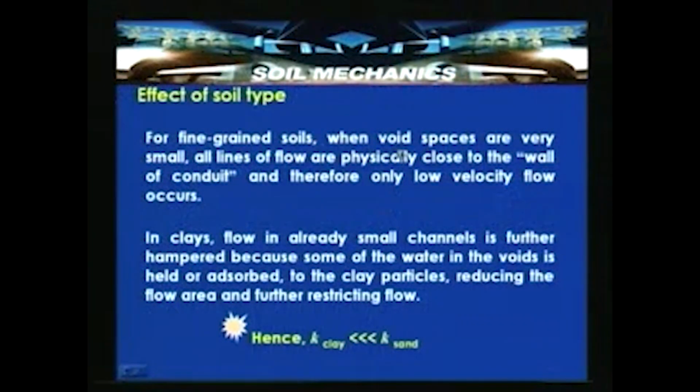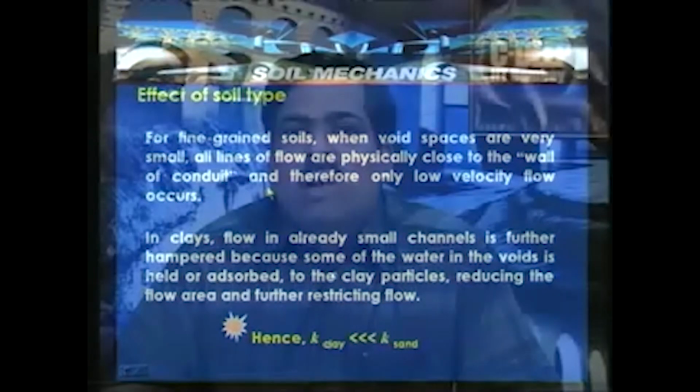For fine grained soils, when void spaces are very small, all lines of flow are physically close to the wall of the conduit, and therefore only low velocity flow occurs. So mostly the velocity of flow occurs along the boundaries of these double layers. Depending upon the development of the double layer, whether it is depressed or completely developed, that also influences the flow condition. In case of a depressed double layer, relatively more flow occurs compared to a completely developed double layer.